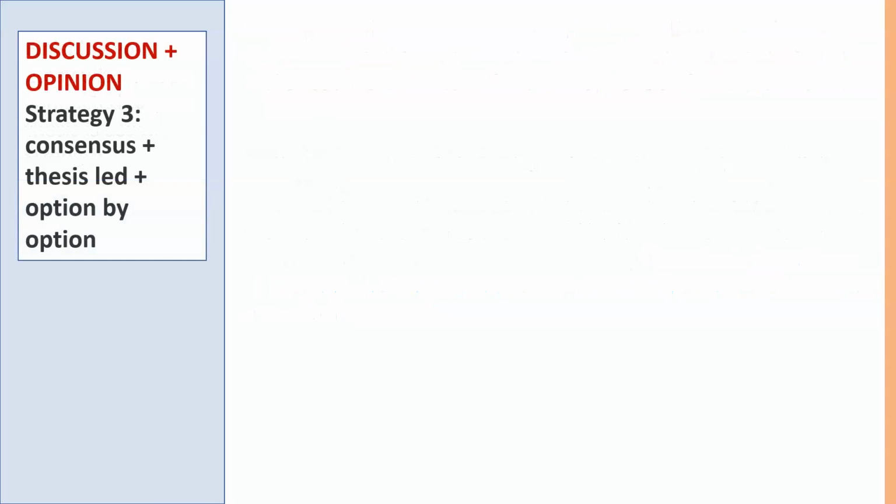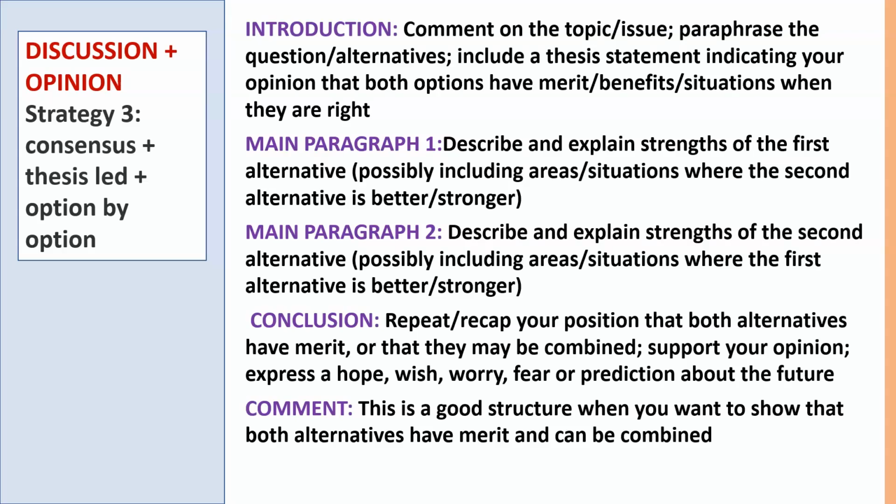And now we're up to our third strategy. So this is consensus, where again we combine the two alternatives into a position which makes sense. This is thesis led, so we're going to explain our position in the introduction, and it's still option by option, so we're still writing about one alternative then the next one. So there is a little bit of a change in the introduction here, so we still want to probably start by commenting on the topic, maybe by paraphrasing the alternatives, and then our thesis statement, and we need in our thesis statement to indicate the opinion.